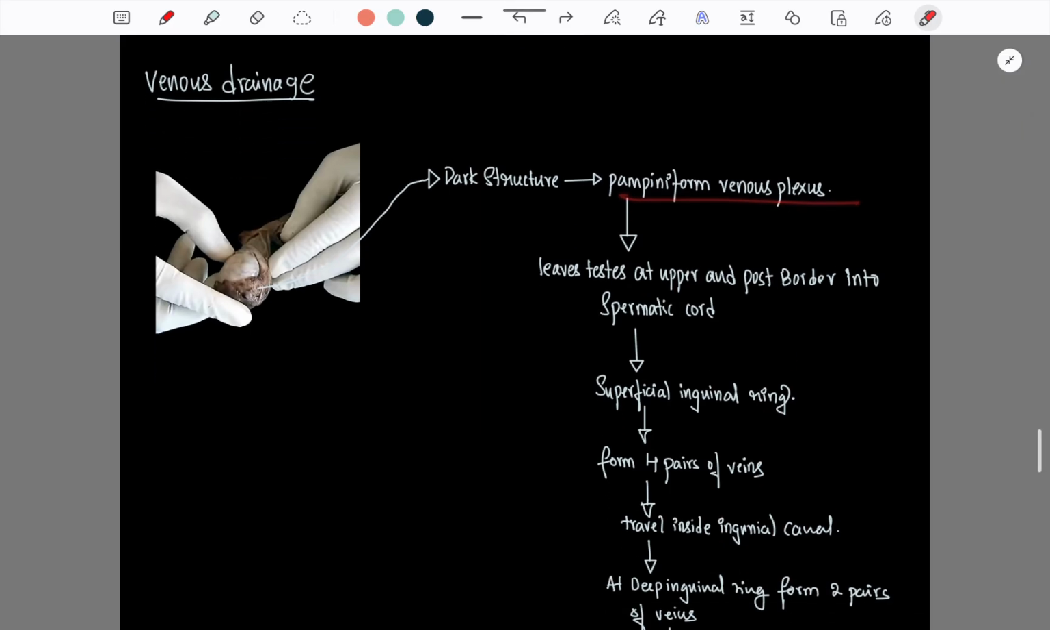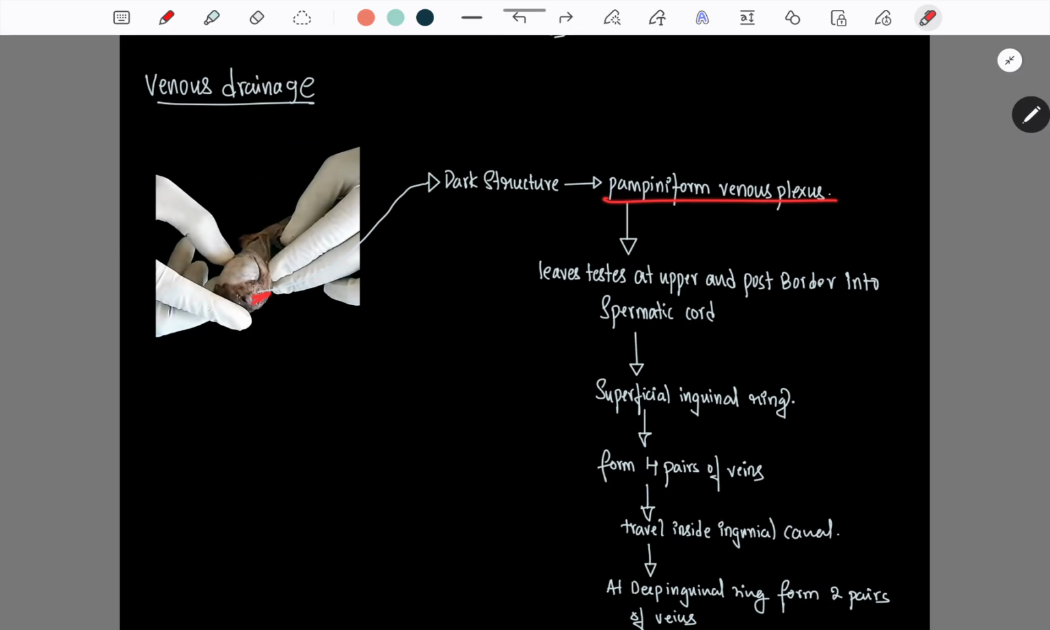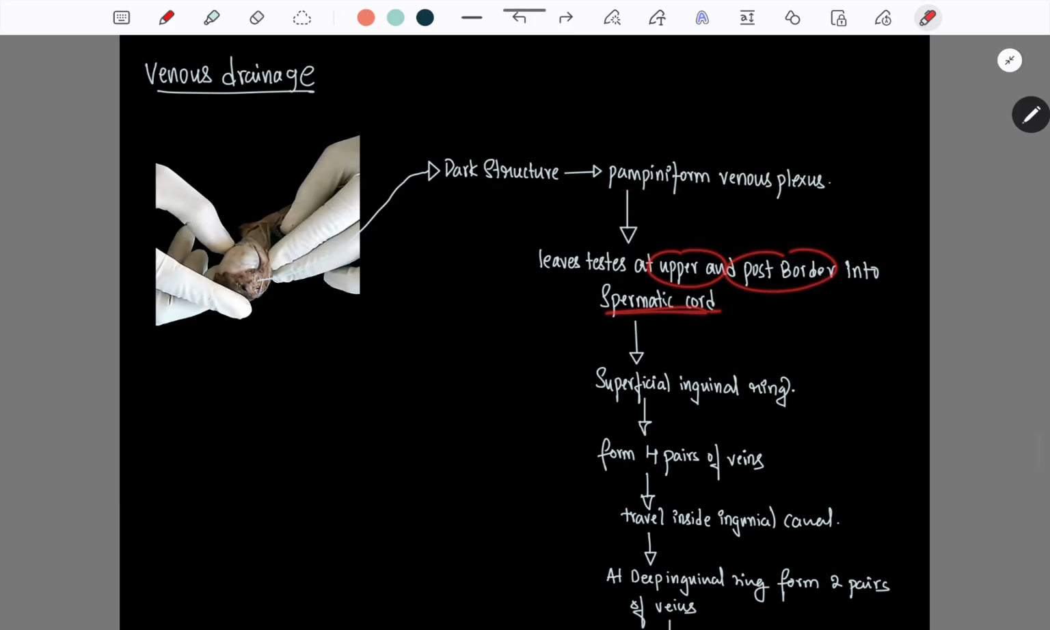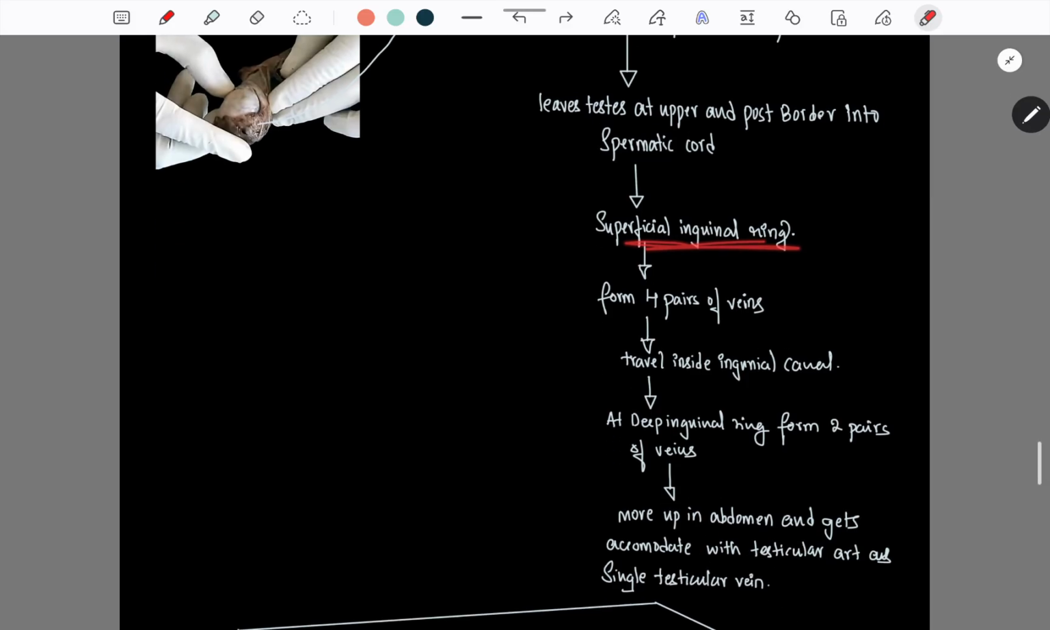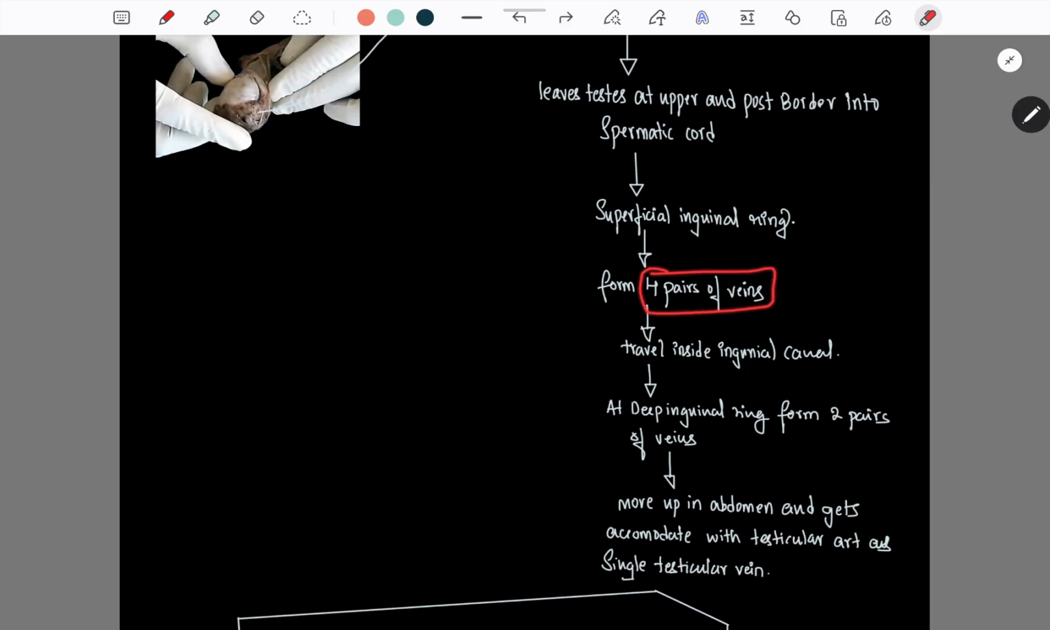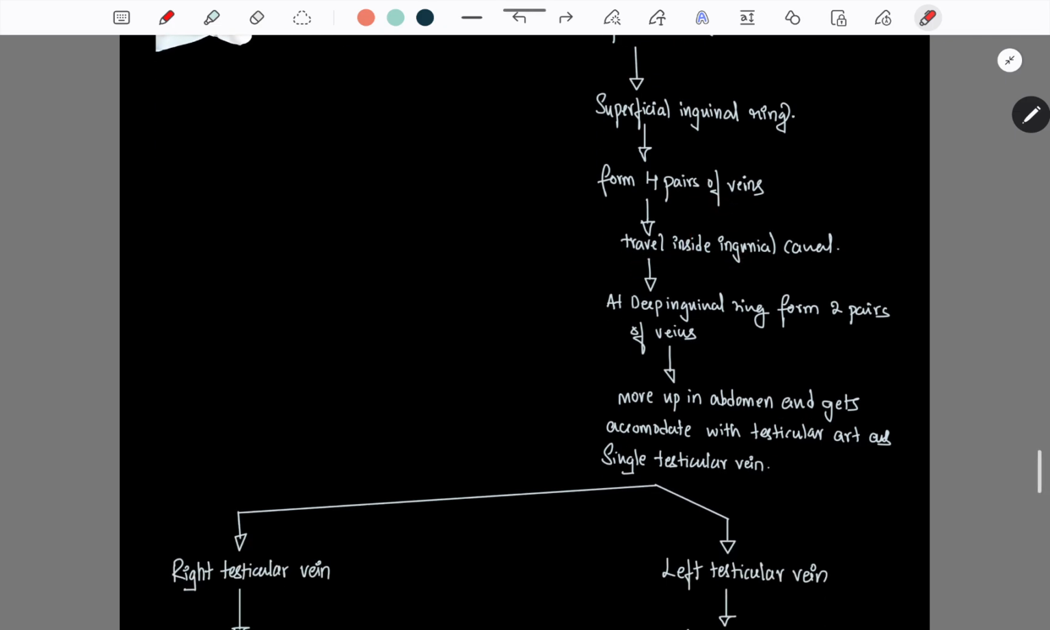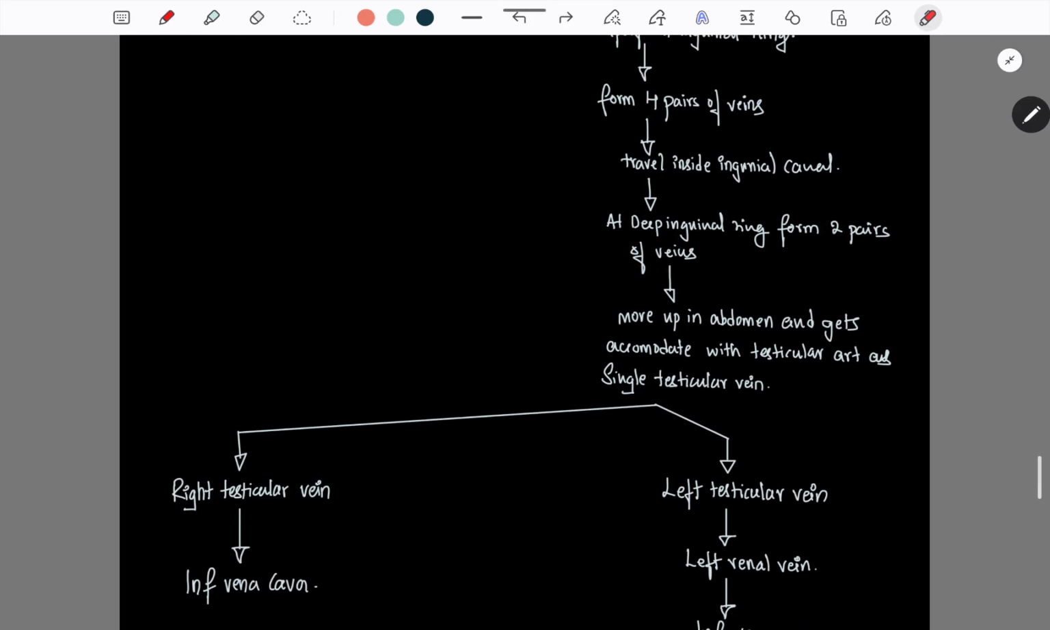This is the matter. This dark structure, the pampiniform venous plexus, leaves the testis at the upper and posterior border into the spermatic cord. From the testis to the spermatic cord. From there, the superficial inguinal ring. In the superficial inguinal ring, it contains 4 pairs of veins. These 4 pairs will travel inside the inguinal canal. At the deep inguinal ring, it forms 2 pairs of veins and moves up in the abdomen and accompanies the testicular artery as a single testicular vein.